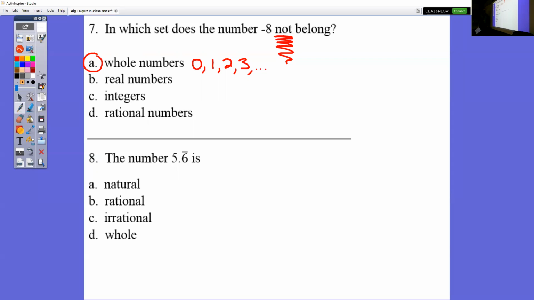Question number 8, 5.6, notice that it has the repeating sign over it. 5.6 repeating is what kind of number?